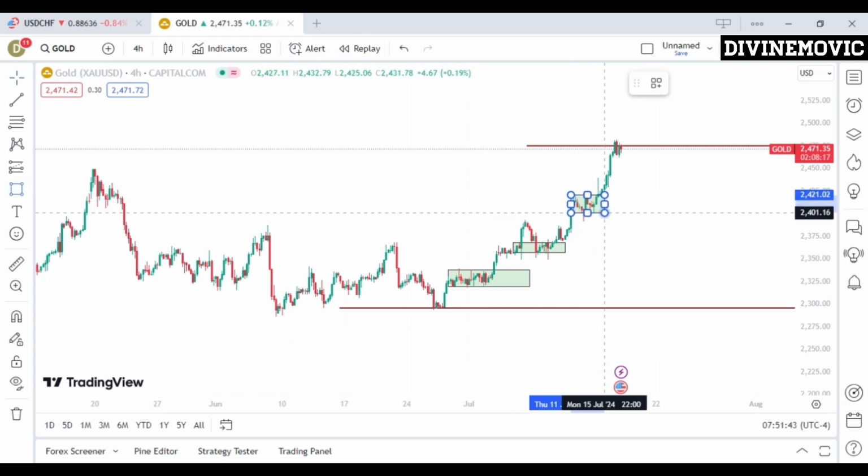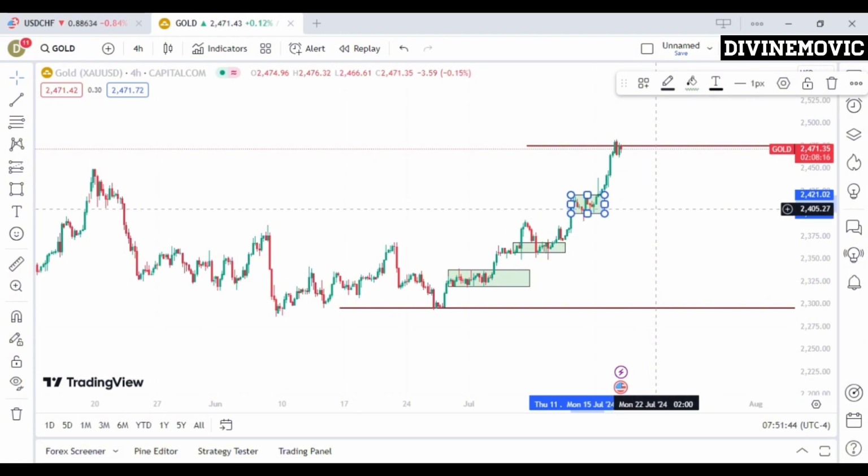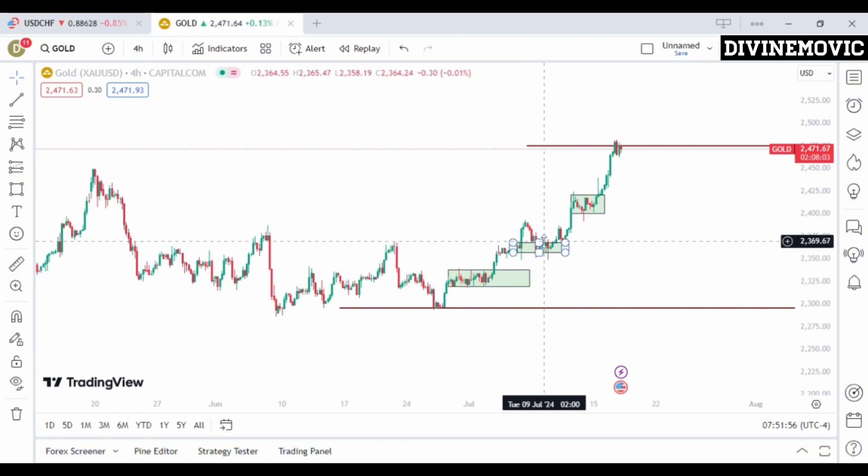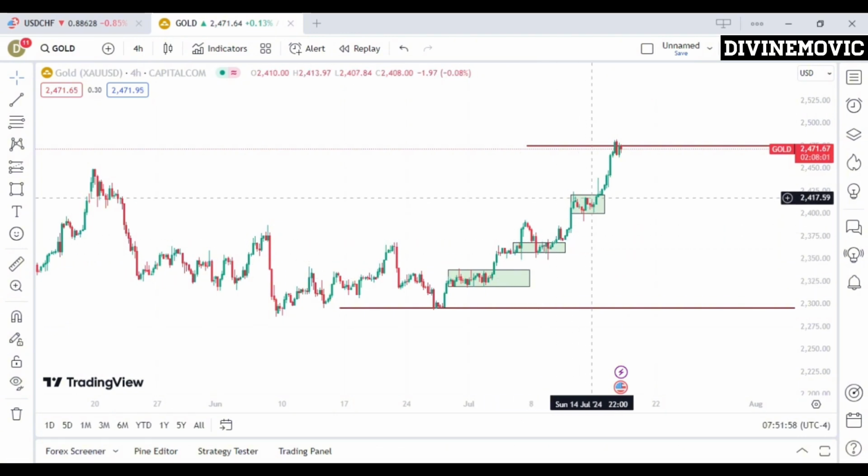And I want to know the one that price is likely going to use to buy from to a particular area. That means if gold is going to buy, since price is in an uptrend on the daily time frame, at what demand zone is price going to buy from? I've identified three different demand zones: one, two, three. Which one is price likely going to use to move to the upside? Because price is in an upside.